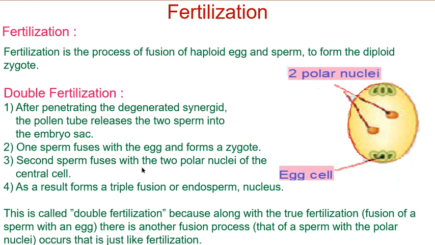fuses with the polar nuclei of the central cell. The polar nuclei as a result form a triple fusion, the endosperm nucleus. Fine. One zygote is formed and one endosperm is formed. So this is called double fertilization, because along with the true fertilization, what is true fertilization? Fusion of sperm and egg.